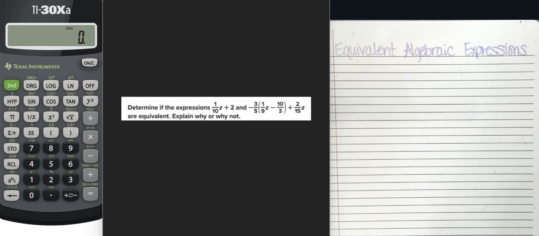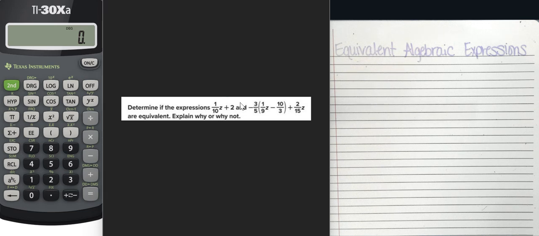All right, so we have another example where we're trying to determine if we are looking at equivalent expressions. They say determine if the expressions 1/10 z plus 2 and -3/5 times 1/9 times z minus 10/3 plus 2/15 z are equivalent. So what we're going to do is look at them as two expressions. We're going to simplify them if we need to, and then we're going to compare the two expressions.